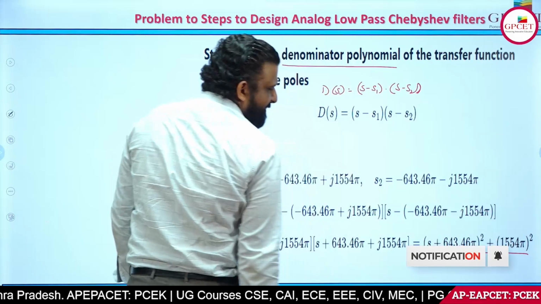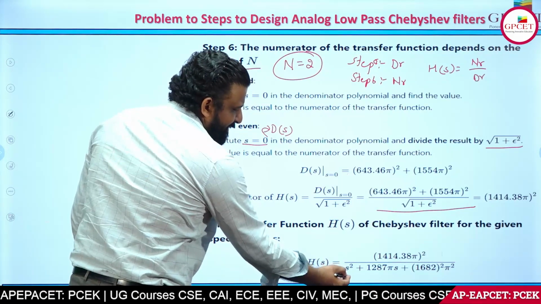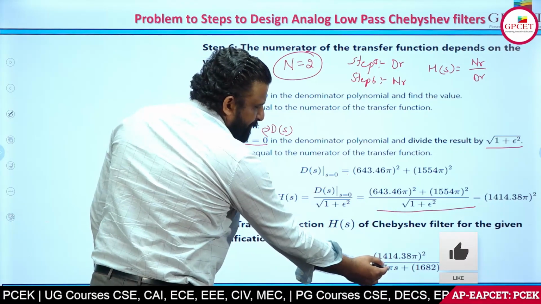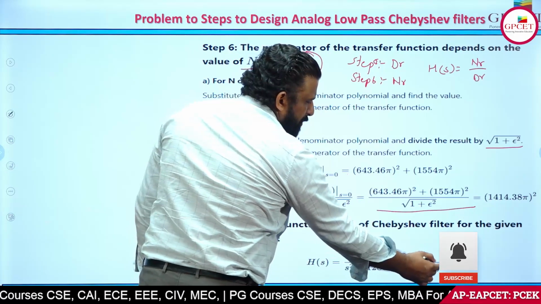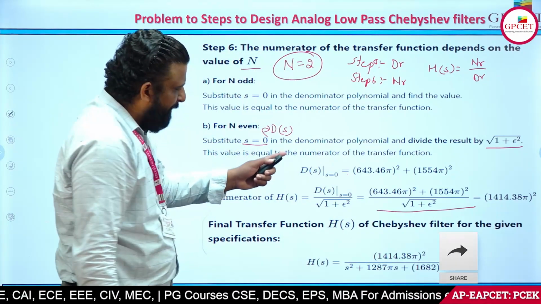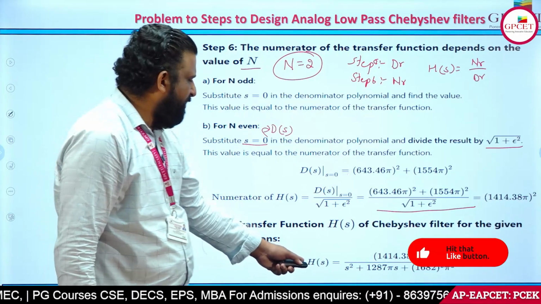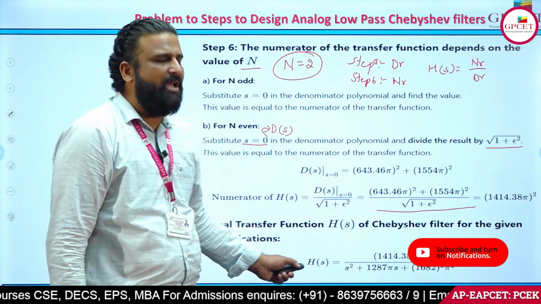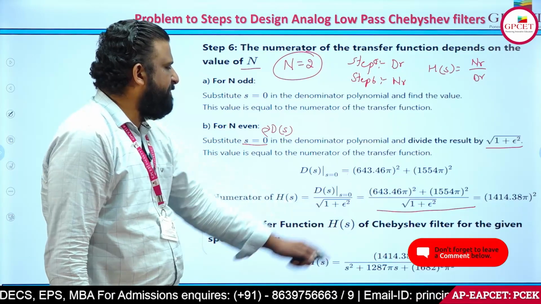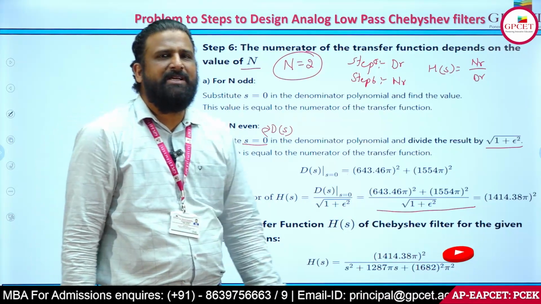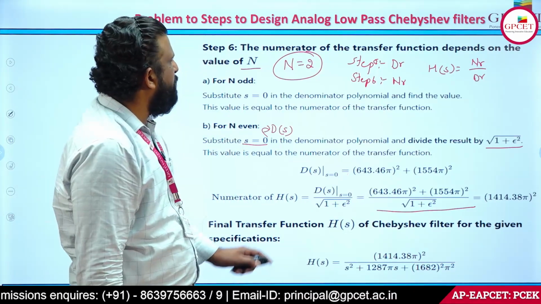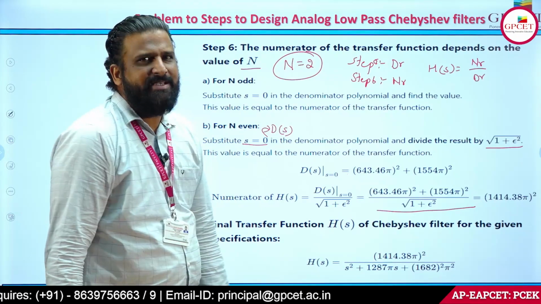By calculating this particular thing, I am going to get s square plus 1287 pi s plus 1682 pi square whole. So by taking the ratio of step 5 and step 6, we are going to find the transfer function of the analog filter, that is the analog Chebyshev filter. So this is how we design the analog low pass Chebyshev filter.